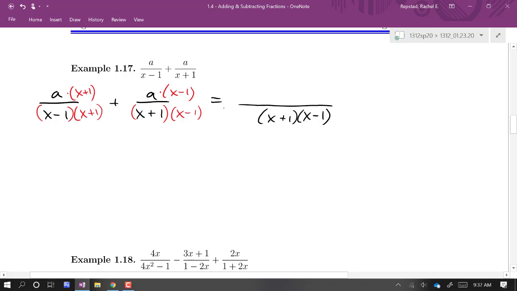Up top now we have a times x plus 1 plus a times x minus 1. The bottom I always leave factored because it doesn't really get us anything. It can actually make our work a little bit harder later on. The top, though, we need to do something. We're going to expand everything and combine like terms. So we get ax plus a plus ax minus a.